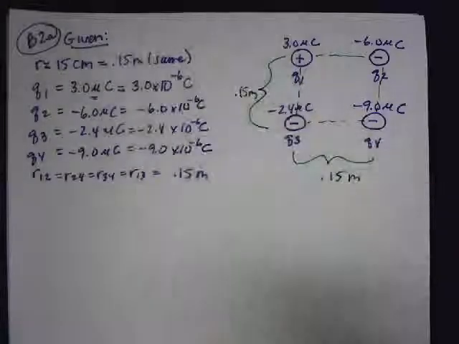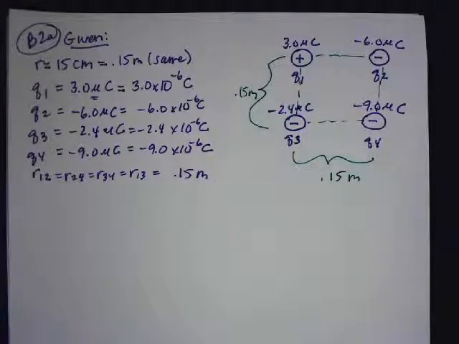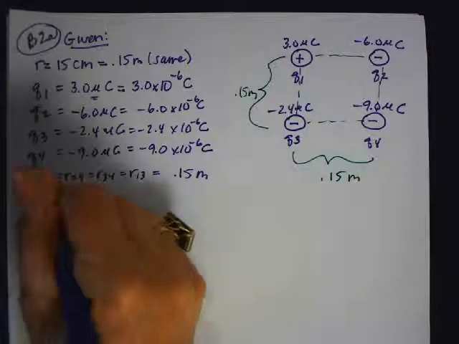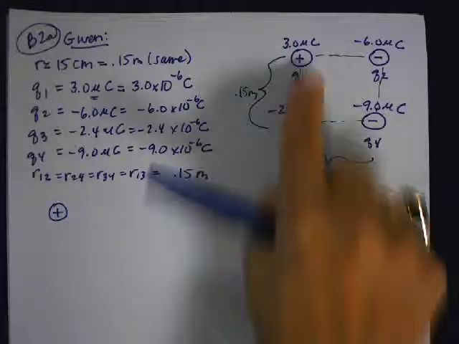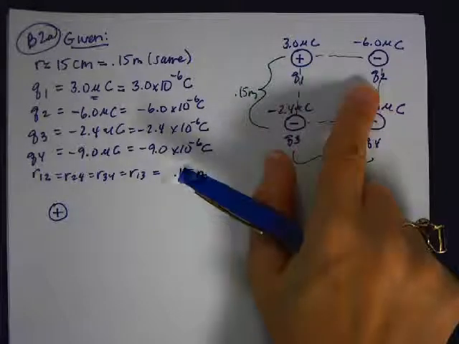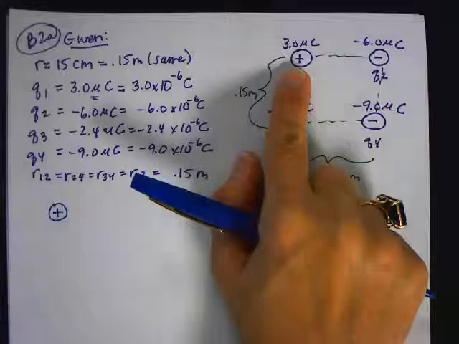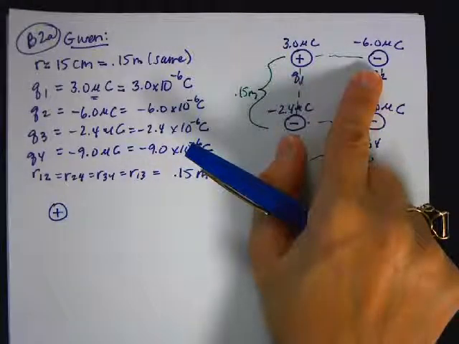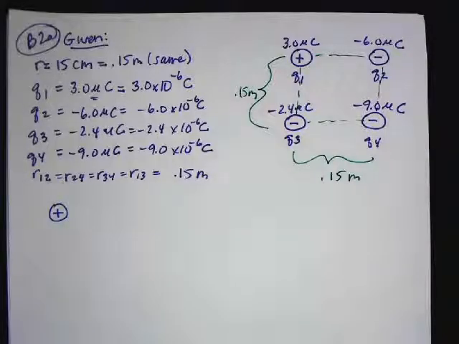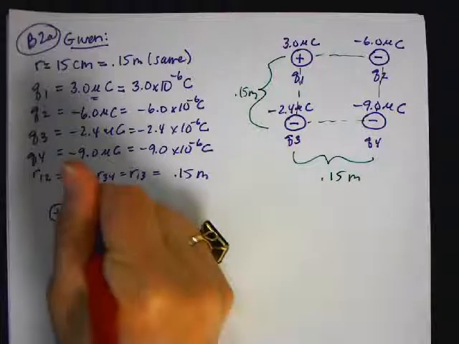When we're looking at Q1, instead of doing it on my diagram, because I'm going to need this diagram for the other 2 parts, I'll just do it to the side. So here's Q1, and I know it's positive. Now there's a force between Q1 and Q2. This is positive, and this is negative, so it's a force of attraction, right? Because they're unlike. So that force, F12, is going to go this way.